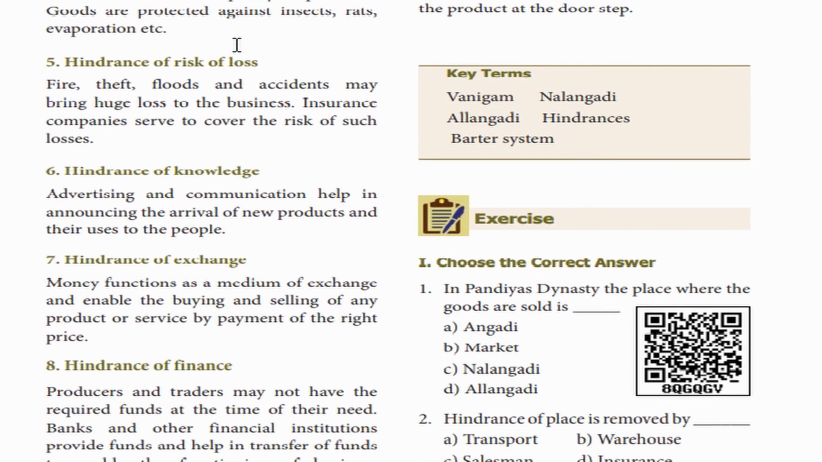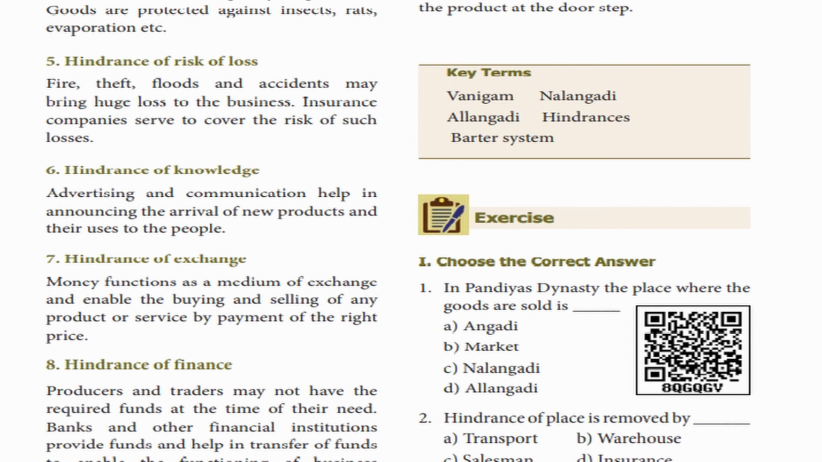Next we see about hindrance of risk of loss. Fire, theft, flood and accidents may bring huge loss to the business. Insurance company serves to cover the risk of such losses. So by accident, flood and all, there will be a huge loss in the business, so the insurance company serves to cover that risk. The insurance companies will help during that loss. Okay. So thereby we are able to manage the hindrance of risk of loss. That is avoided.